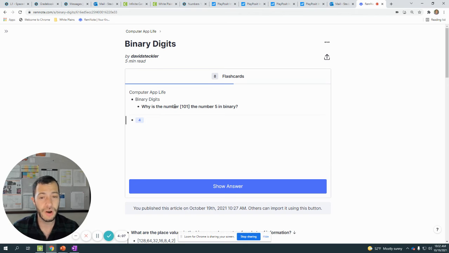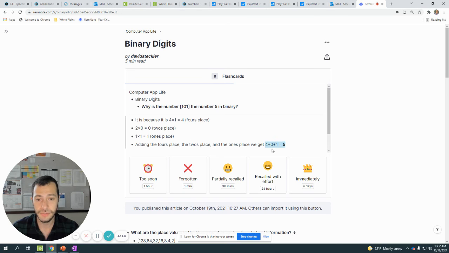Why is the number 101 the number 5 in binary? Well, that's because we have the 1's place as a 1, the 2's place is off, and then we have the 4's place on, so 4 plus 1 is equal to 5.